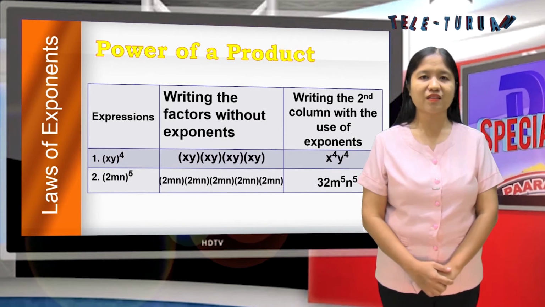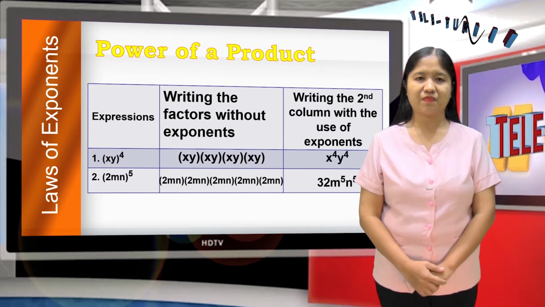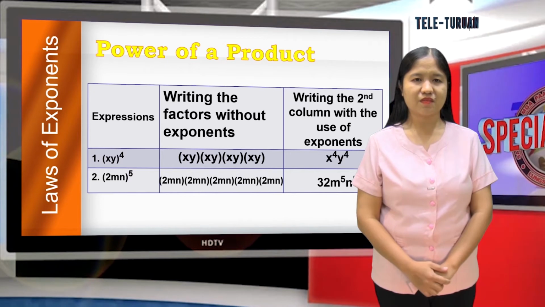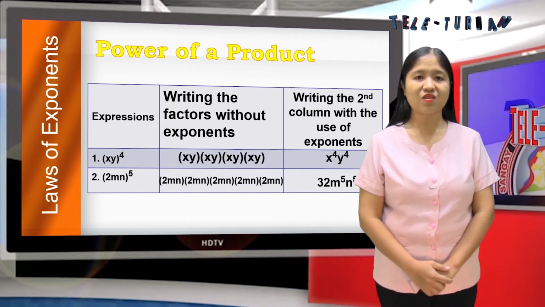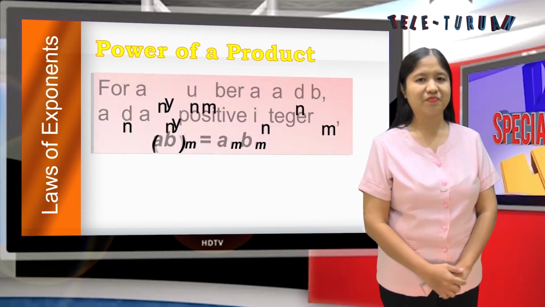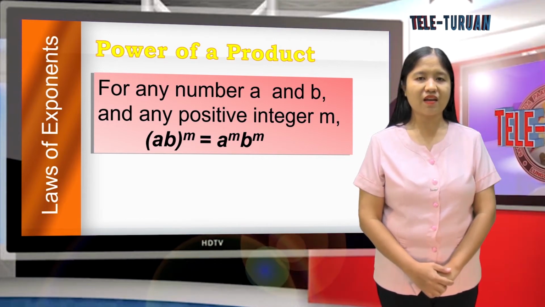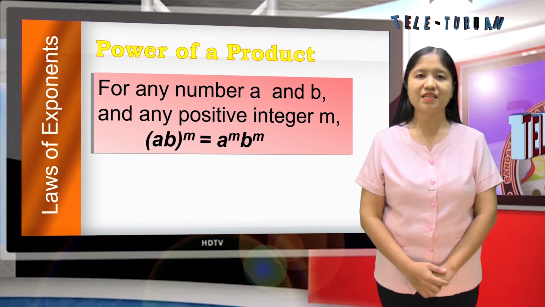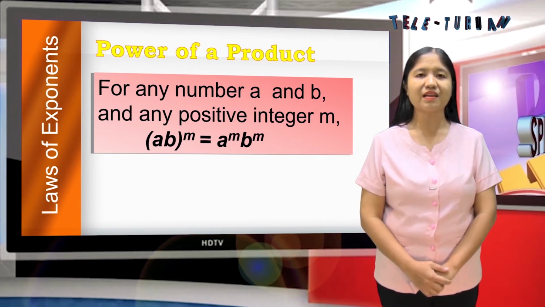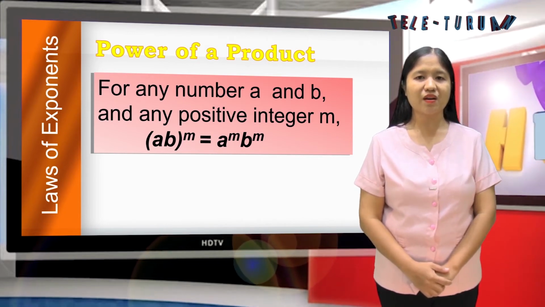Let us now proceed to the third law of exponent, which is power of a product. Again, let us study the given table. Can you find an easy way of getting the result written in the third column? What is it? Good job! Power of a product states that for any number a and b and any positive integer m, the quantity a times b quantity raised to m is equal to a raised to m times b raised to m.